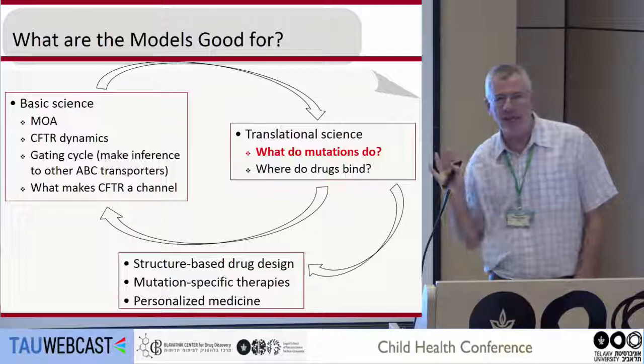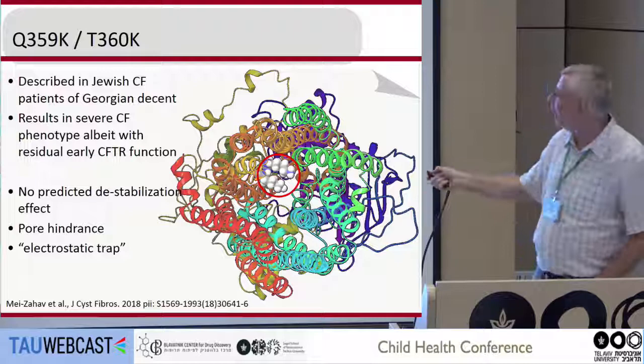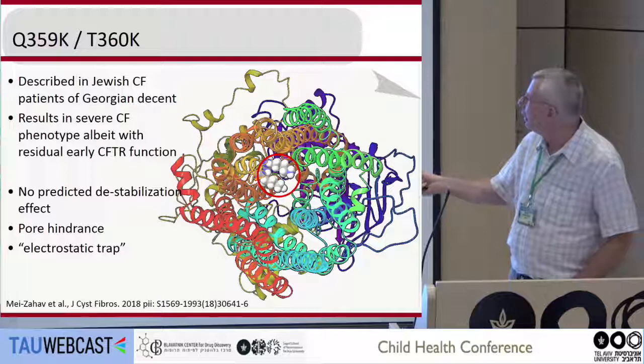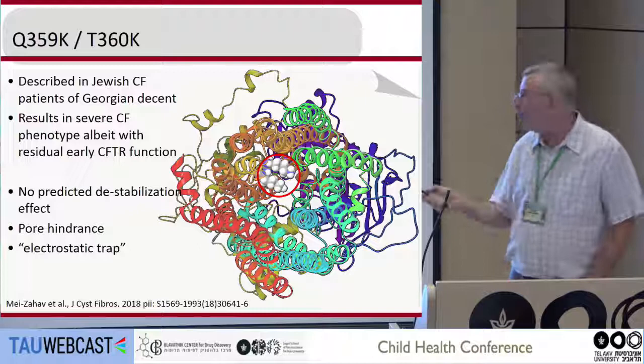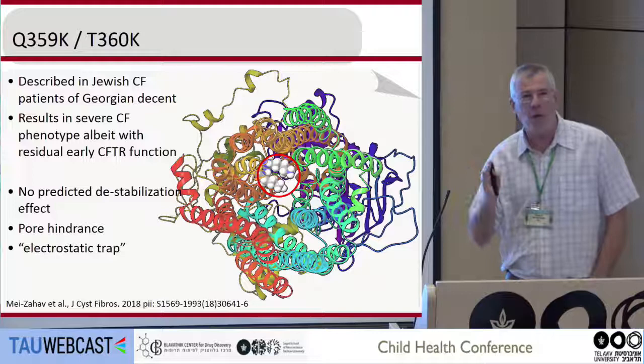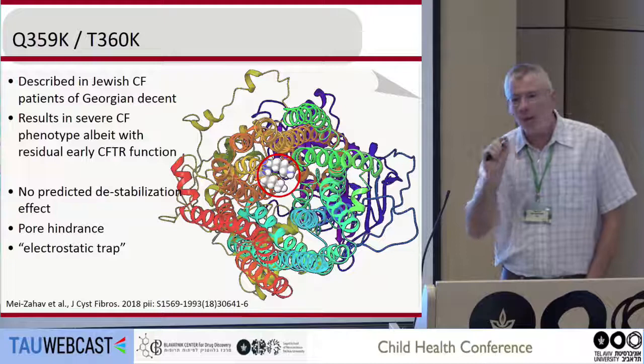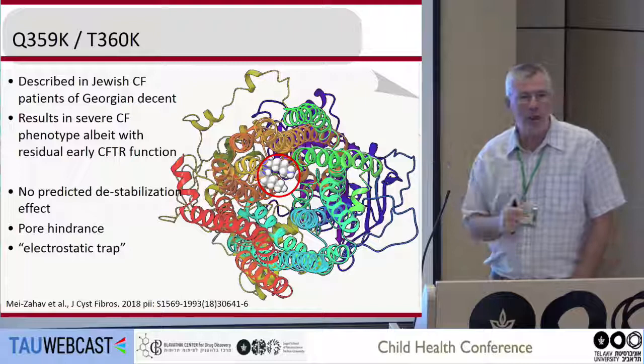So here is the first case. This is an interesting mutation. It is found in a Jewish CF patient of Georgian descent. Not that many patients. I was approached by Dr. Meir Meizeha from the Schneider Hospital. He said, I have a cohort of about 20 CF patients which are characterized by this mutation. It leads to a rather mild phenotype of the disease, but it's CF causing. What does the mutation do?